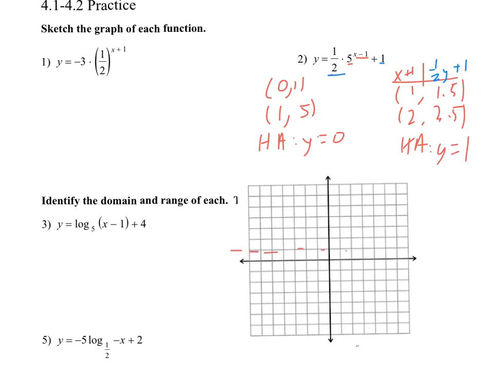So I'll draw my asymptote there, and then (1, 1.5) would be right there, and then (2, 3.5) would be right there. It looks like it's a growth, which makes sense because the base is 5. It's greater than 1, so it should be growth.